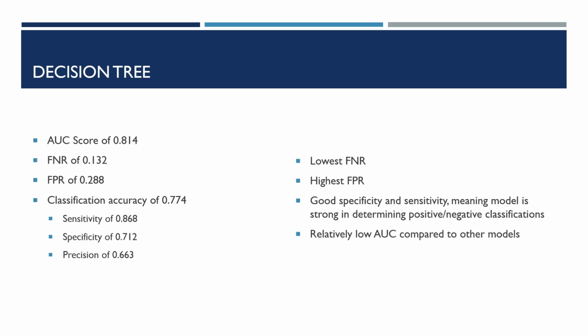The decision tree had the lowest false negative rate. However, it also reported the highest false positive rate. The model had a good specificity and sensitivity, meaning the model is strong in accurately determining a positive and negative classification. However, it had a very low area under the curve compared to the other models.